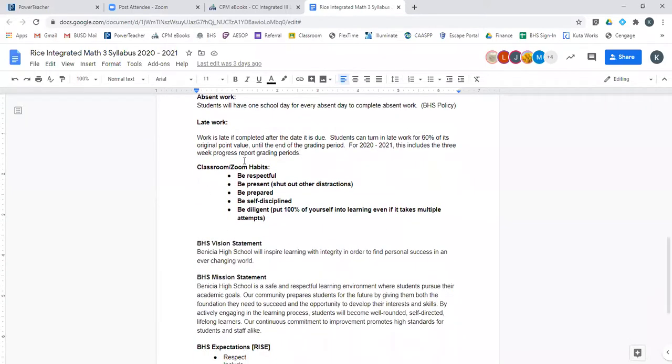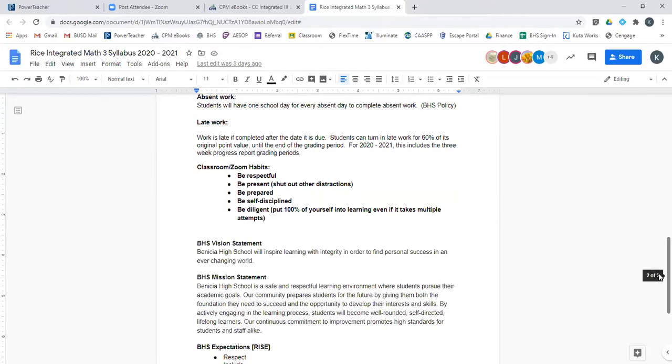So be respectful, be present, try to shut out other distractions. I know it's easy to have your phone right there and to text your friends while you're listening to me or do whatever you're doing, but try to shut those out. Be prepared, be self-disciplined. That's going to be hard, I think, for a lot of us, myself included. And then be diligent, put 100% of yourself into learning, even if it takes multiple attempts.